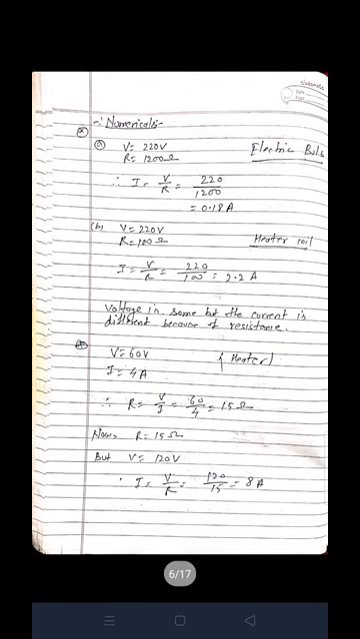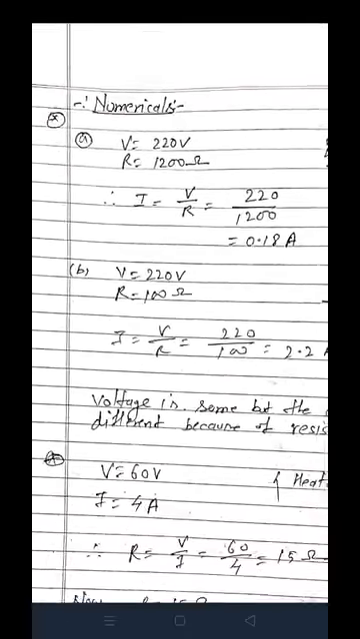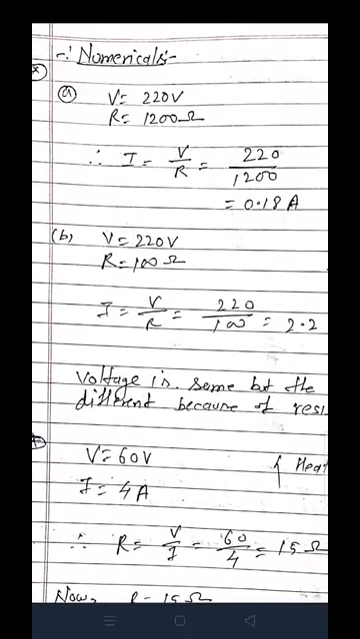Next we are going to do some numericals. As you can see over here in the first numerical, the voltage of an electric bulb is given as 220 volt and resistance is 1200 ohm. All the numericals I have done are from NCERT examples. So we need to find the current.